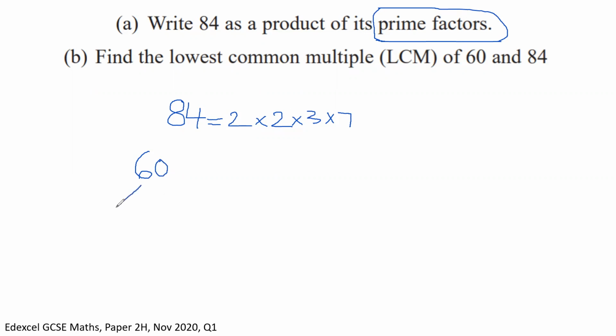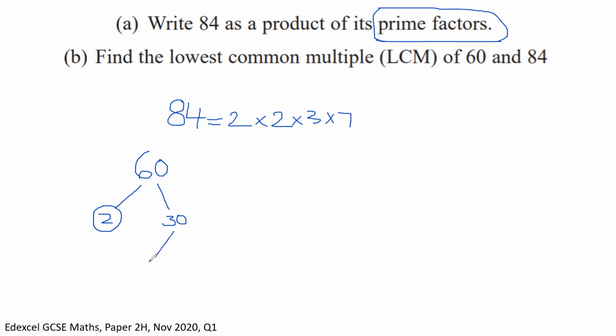So again, we'll start off by dividing it by 2 because we know that it's an even number, so we know that it's going to divide by 2. What's its partner? Well, hopefully you are aware that 60 divided by 2 is going to be 30. Now, is 30 a prime number? No, again, it's even, so it's not a prime number.